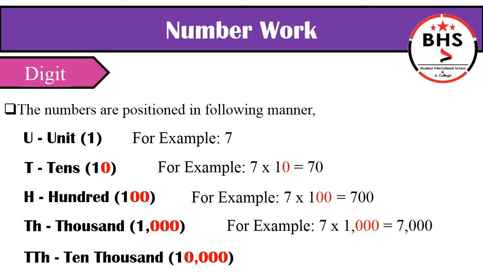TTH is for 10,000. Children, 10,000 is 10 times greater than 1000. When 7 is 10,000 times greater, it becomes 70,000. Children, for 10,000, 4 zeros get added with the number which is there on the 10,000's place.